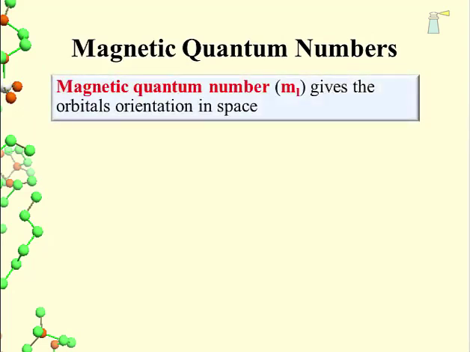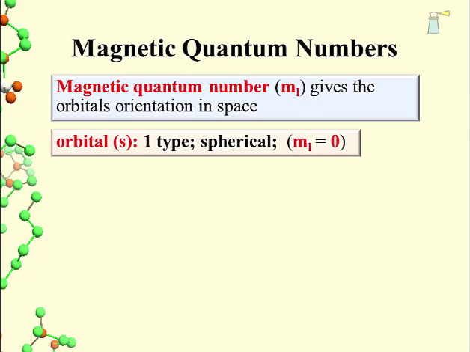Further exploration of the orbital comes with the magnetic quantum number, m sub l. It gives the orbital orientation in space. Orientation will become a bit clearer in a moment. Leading with the s orbital type, there is only one type of s orbital, and that is spherical. The magnetic quantum number is 0 for the s orbital. We have seen that even though there is one spherical type, each energy level has its own s orbital. They will, however, differ in size.